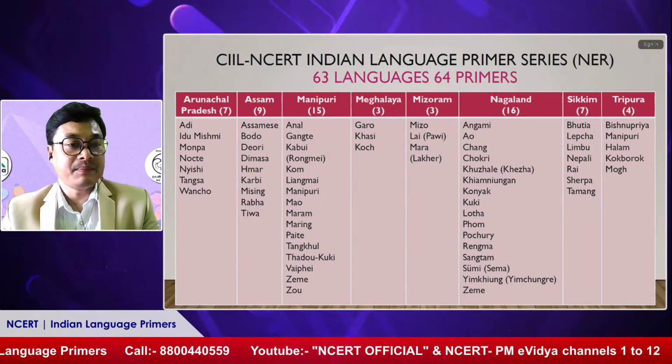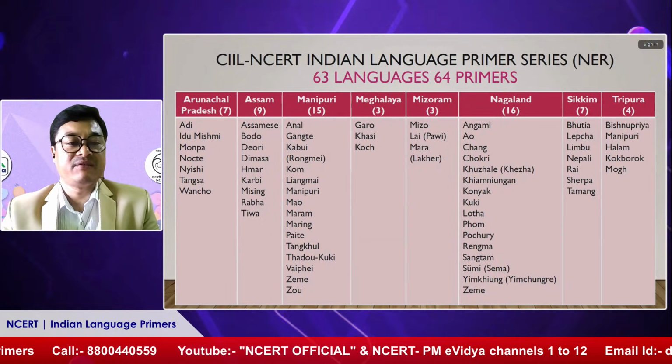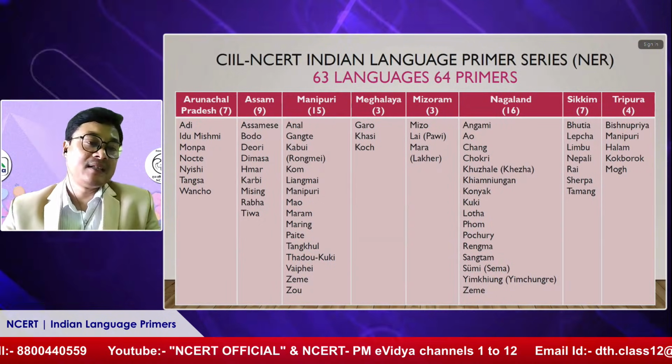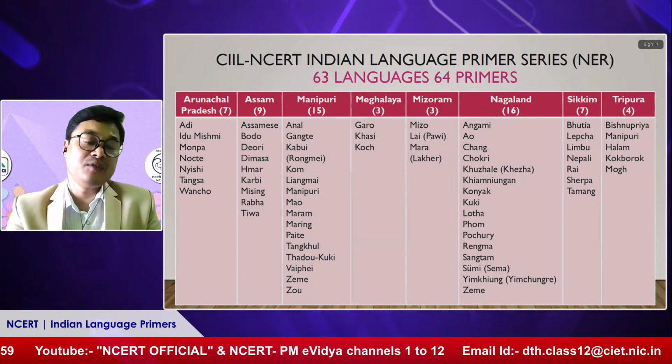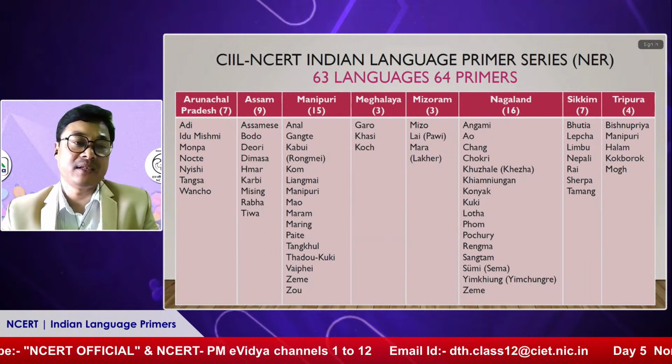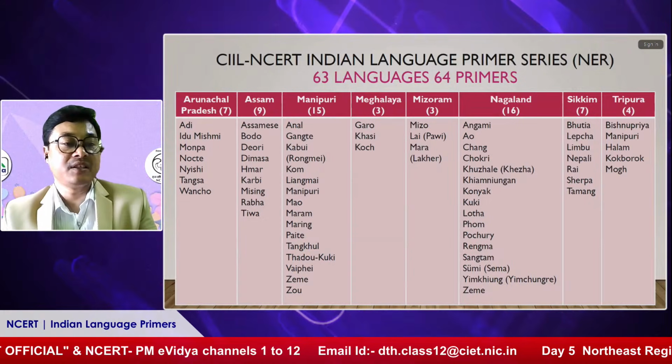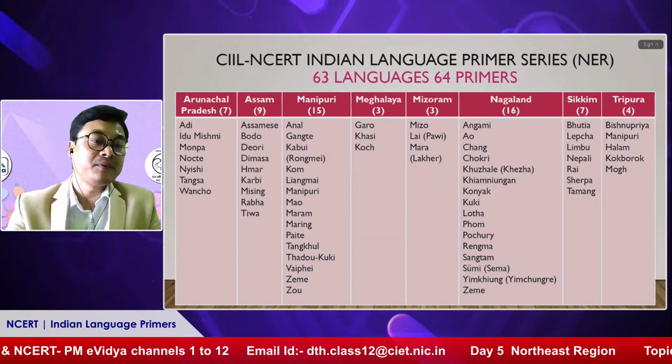So from Arunachal Pradesh, we took 7 languages. Those are Adi, and the second is Idu, a variety of Nishi language, then Monpa, Nocte, Nishi, Tangsa, and Wancho.